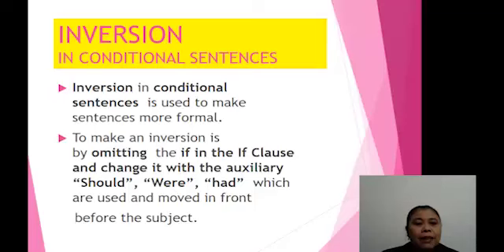Okay, how to make inversion? To make an inversion, omit the if in the if clause and replace it with the auxiliary should, were, or had, which is moved in front before the subject. Should is usually used in the present tense, were is usually used in the past tense, and had is usually used in the past participle.